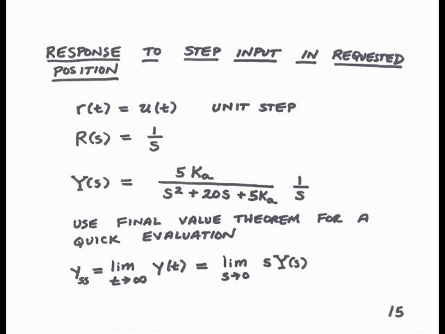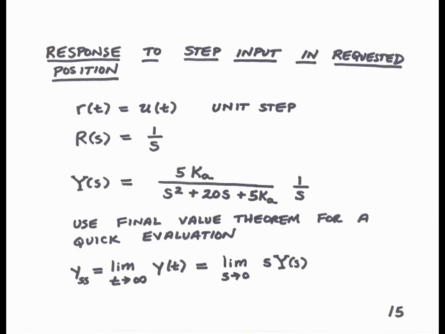Now we'll use the final value theorem to do a quick evaluation of the behavior of this. And the question we have is, if we ask the disk drive head to move over one track, will it move over one track, or will it move over slightly less, or slightly more? This is what the final value theorem can tell us. So, we'll find the final value, which I denote y_ss for steady state. It's going to be the limit as t goes to infinity of y(t), which according to the final value theorem is the limit as s goes to 0 of s times Y(s).